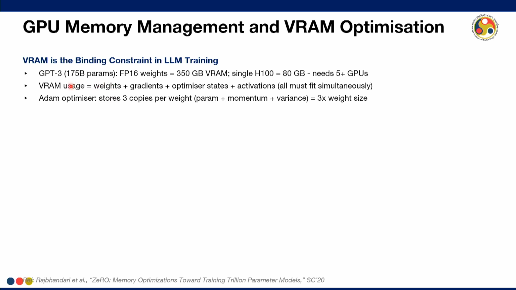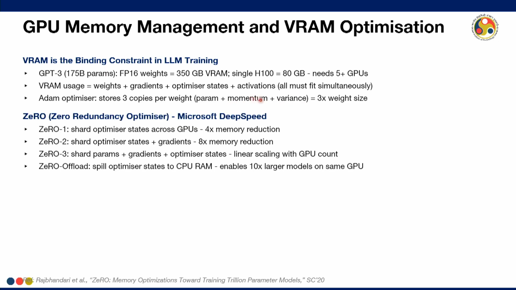That's why I told you that it matters which optimizer or gradient optimizer you are using for your training. Let's say the Adam optimizer stores 3 copies per weight, so that means 3 times the weight size in storage: for the parameters, for the momentum calculation, as well as the variance.